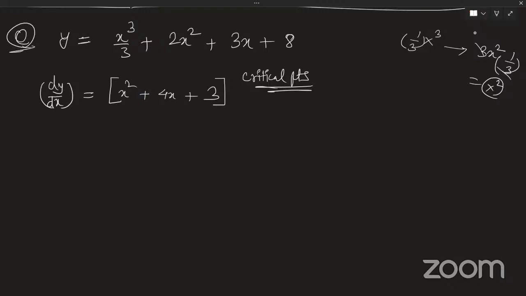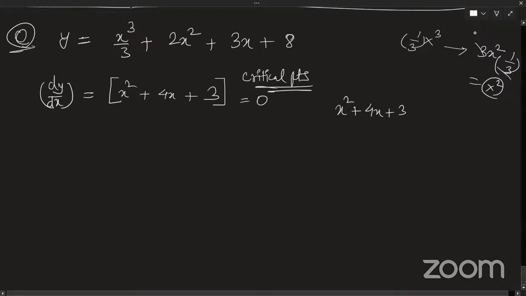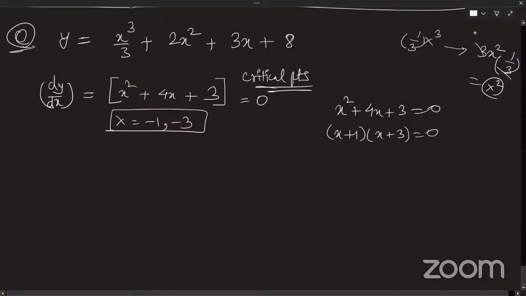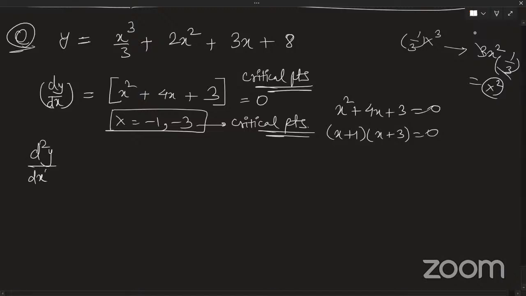Critical point means dy by dx is equal to 0. So that means, sir, x square plus 4x plus 3 is 0. Okay. So this can be written as x plus 1 multiplied by x plus 3. So x is equal to minus 1 comma minus 3. Okay. So you got that these are the two critical points. Now I will differentiate it again for the second derivative test.